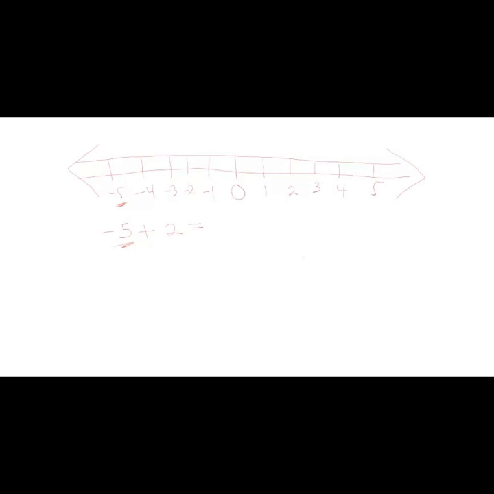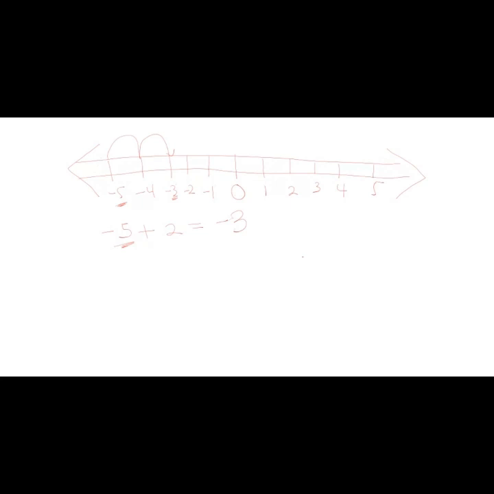In this case, we have a positive number. So I'm going to move 2 times to the right because the positive number here is 2. So I am on the -5, I move 2 times. This is my first one, second one. And where did I land? I landed on -3. So -5 plus 2, my answer is -3. Isn't that so simple?